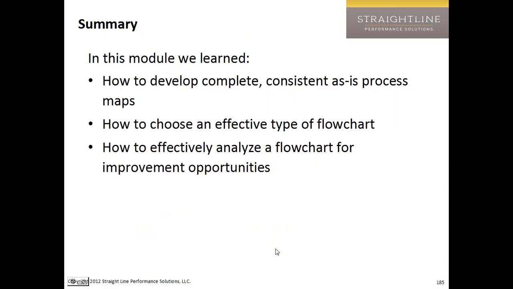So what we really talked about in this module summary was how to develop a complete, consistent, as-is process map. We didn't talk about future state, but you should be pretty comfortable with saying, I can use this process for starting with a top-down and then going to a more detailed process map to get to a point where I can problem solve. We also talked about how to choose an effective type of flowchart, and how to analyze the flowchart for some improvement opportunities.